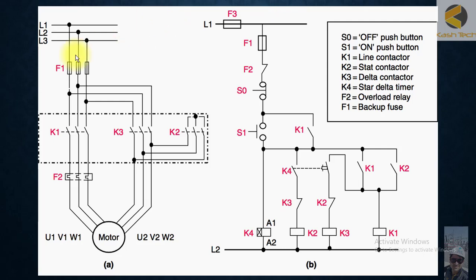So here you can see this section A is basically the power circuit, where the power supply is coming to the motor and it's going back to make a delta or to make a star. This portion is basically the power circuit, and this portion B will be called the control circuit. So we have two circuits, power circuit and control circuit.